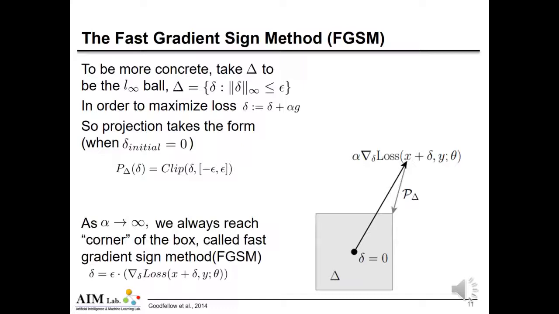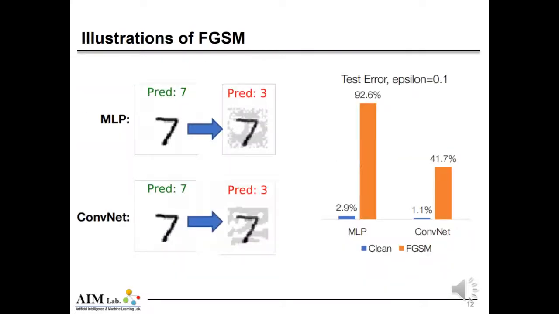And if we want to increase the loss as much as possible, we try to increase the step size alpha. And in this case, if we take alpha to be very large, we will simply take delta to be either plus epsilon or minus epsilon, depending upon the sign of the gradient. This is called the fast gradient sign method.